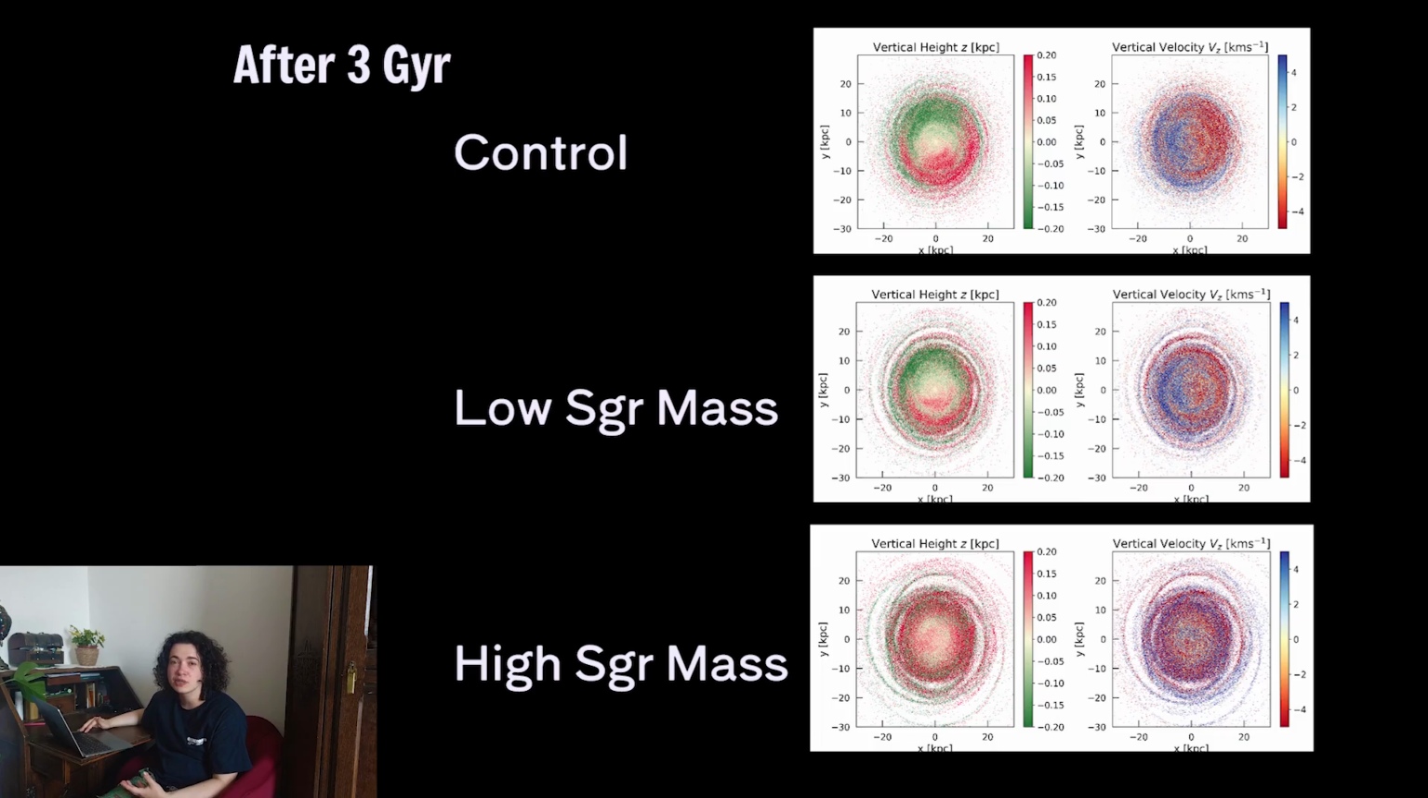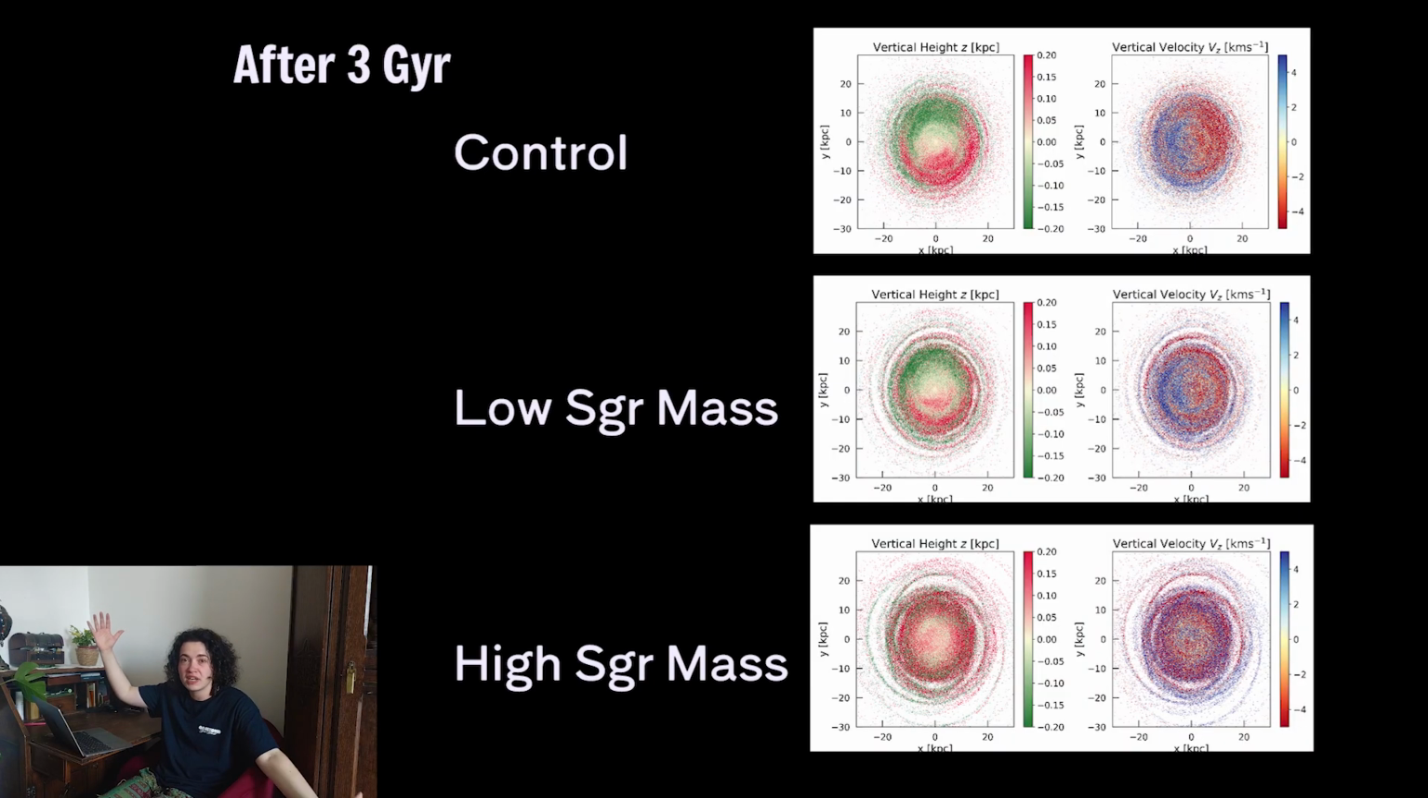If we want to have a look at later times, we're looking at 3 gigayears after the impact. For the control sim and the low mass sim, you can actually see a warp starting to form in both simulations. But for the high mass sim, you can see that we get kind of a flare, basically. It's not just all one side pink or one side green here. You can see pink and green mixed in with each other, which is indicative of quite a flare.